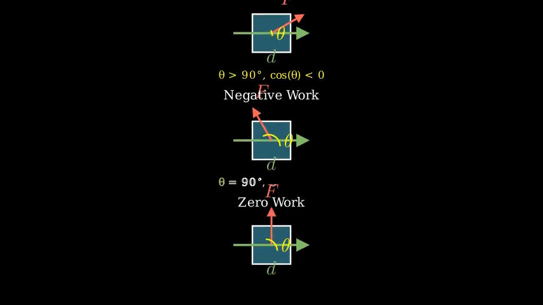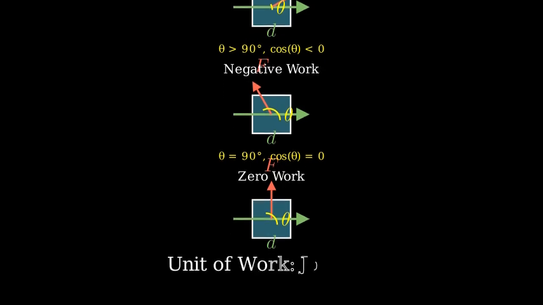And finally, if the force is perpendicular to the displacement, meaning theta is exactly 90 degrees, the work done is zero, because cosine of 90 degrees is zero. Also, if there's no displacement, d equals zero, or no force, F equals zero, the work done is zero. A force perpendicular to motion doesn't transfer energy.